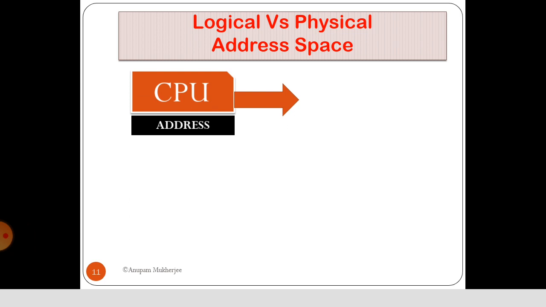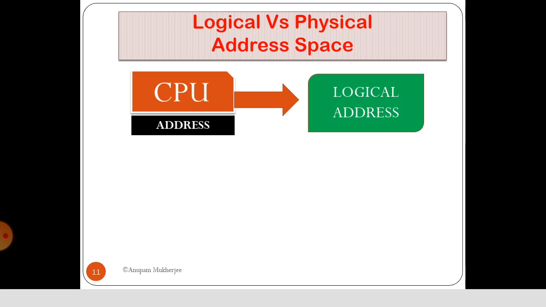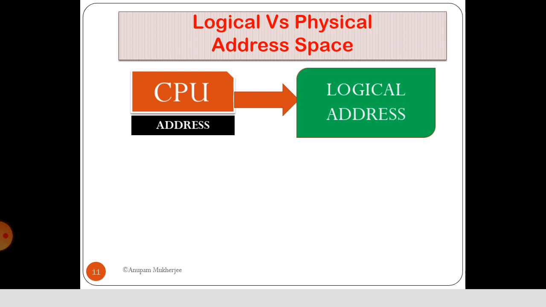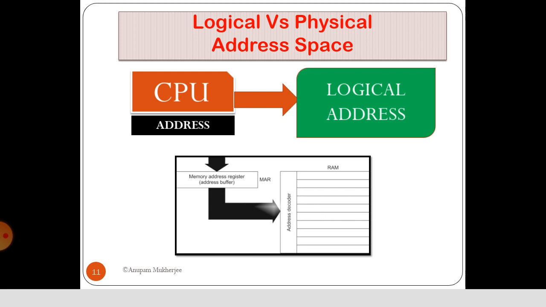An address generated by the CPU is called a logical address, and the address which is loaded into the memory address register (MAR) of the memory is called a physical address.